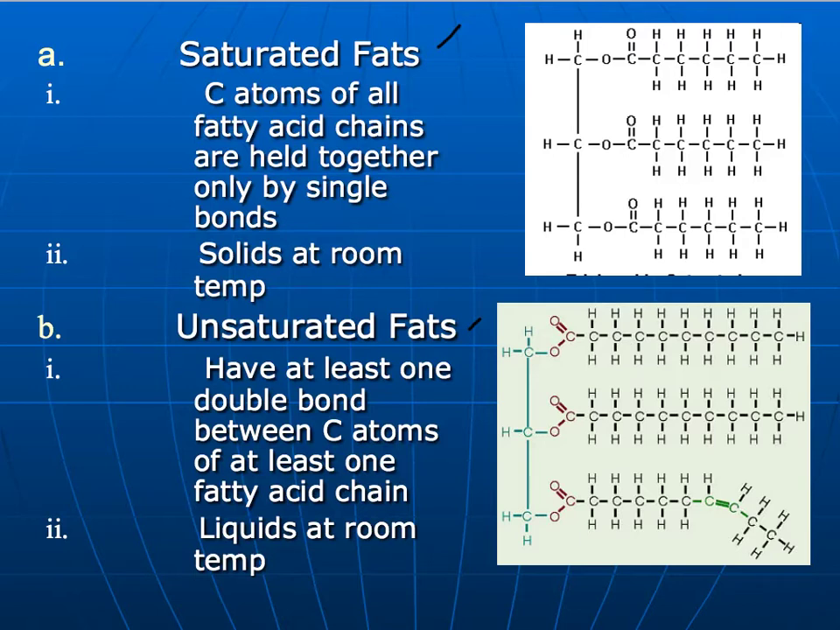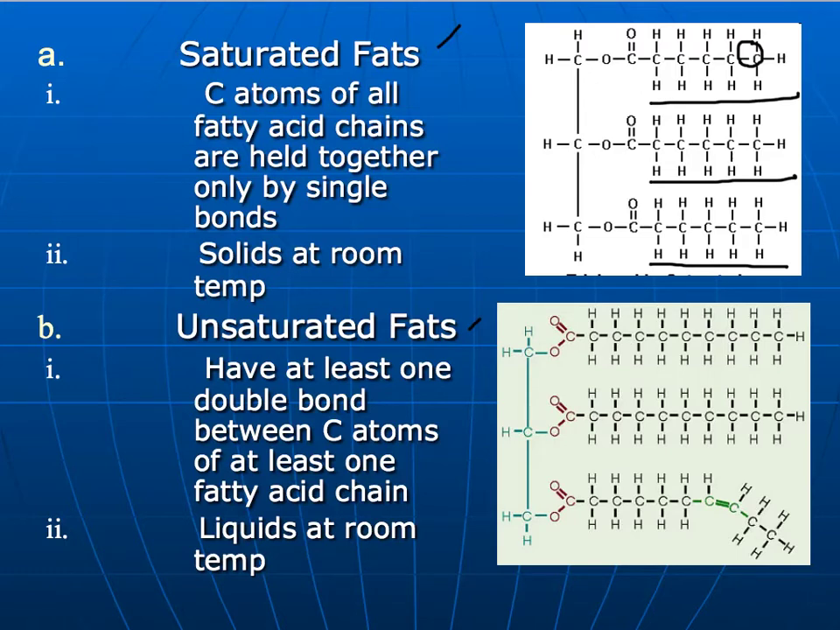Let's take a look at the chain and how it looks. All of the fatty acid components of the chain have single bonds between the carbon. That's indicated just by this one dashed line. That allows the fats to pack pretty closely, and so they tend to be a solid at room temperature, very dense.